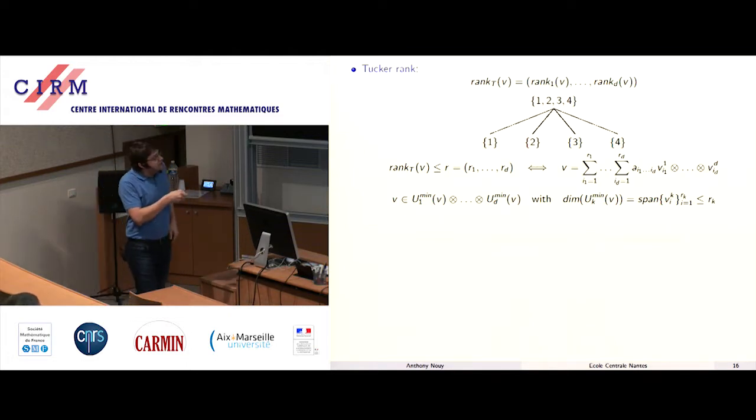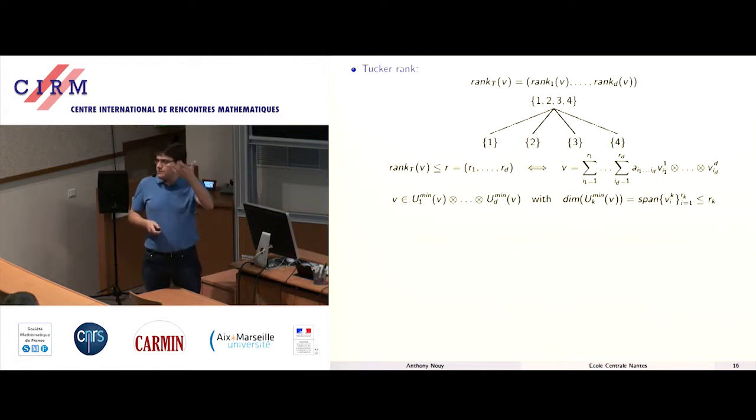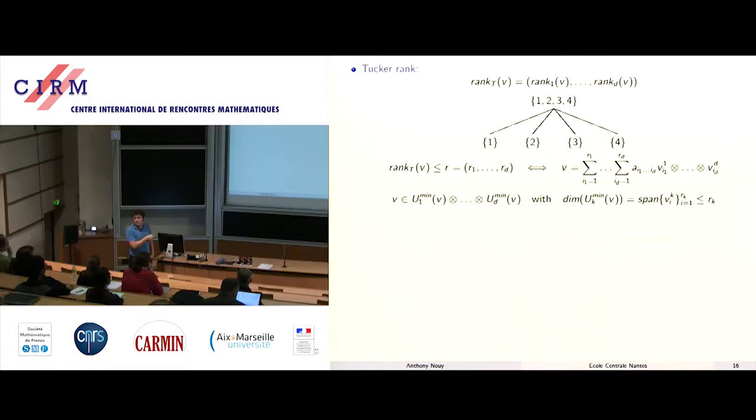So in this representation, it's a nice representation from the numerical point of view, but you still have an issue, because here this object is a multi-array, called the core tensor, whose storage complexity, in fact, still grows exponentially with the dimension.